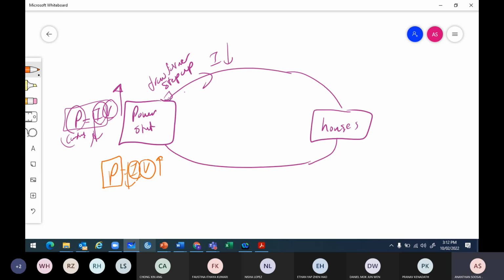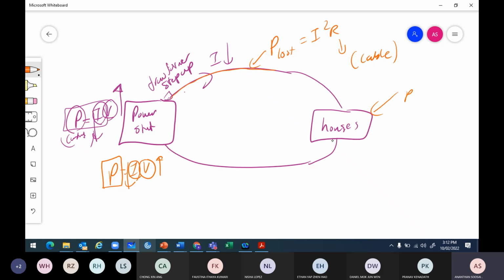So when the current flows in the cable, power will be lost in the cable. The power loss in the cable, we use I squared R: the current flowing in the cable squared multiplied by the resistance of the cable. Whatever power is generated by the power station, do you want it to be used by the cable as heat, or do you want to transfer it to the houses? Of course, you want to transfer it to the houses, right? The power should not be wasted in the cable, correct?